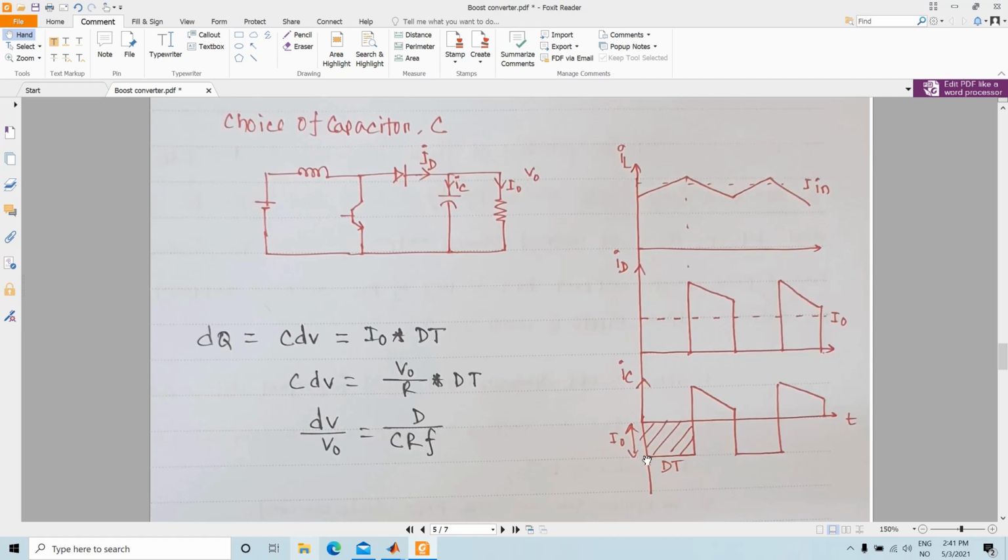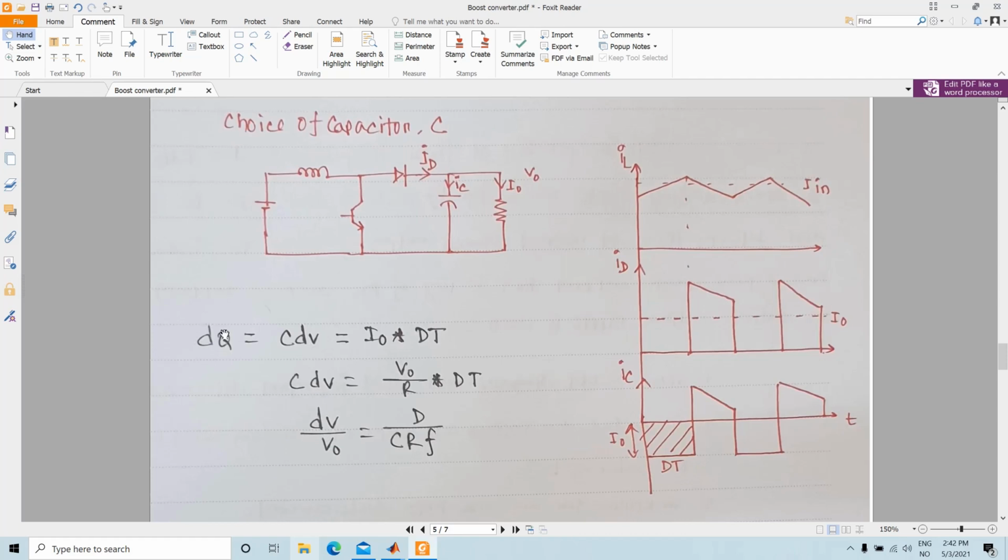The value here is negative of I naught, and then during the on time it will rise again, and then it will follow the wave shape like this. Now to calculate the value of C, we are following the same approach that we did during the buck converter.